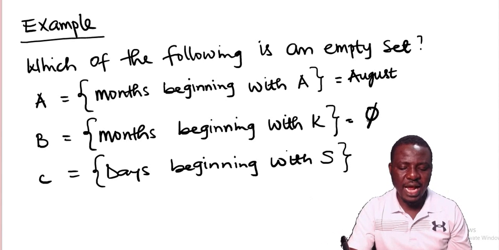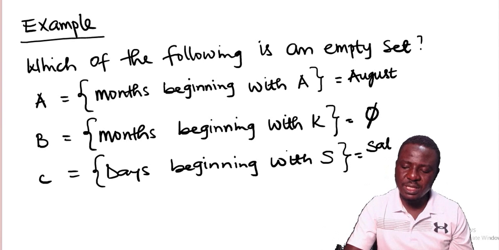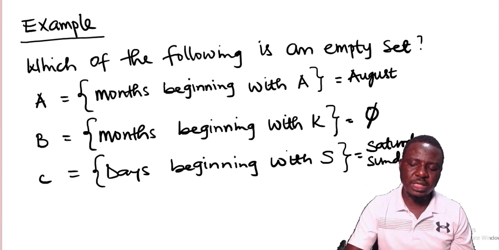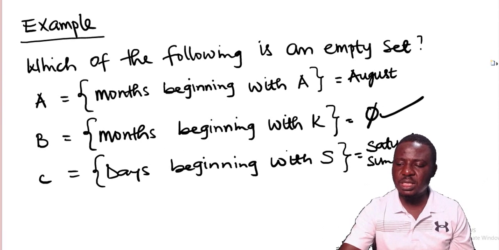Set C is defined as days beginning with S. We have Saturdays and Sundays. Okay, so this is not an empty set. Just B is an empty set.